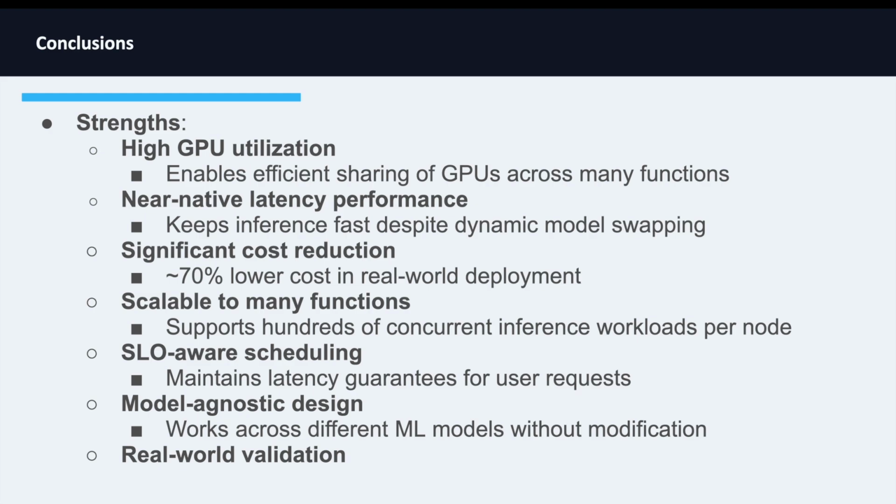credible. The system delivers near native inference latency, even while dynamically swapping models on and off GPUs, which was the hardest technical challenge to solve. It supports hundreds of concurrent functions per node while still meeting millisecond scale SLOs. It's fully model agnostic, so it works across different ML models without needing to know anything about them. And users saw around 70% lower cost in real deployment. That's not a minor improvement, that's a major one.